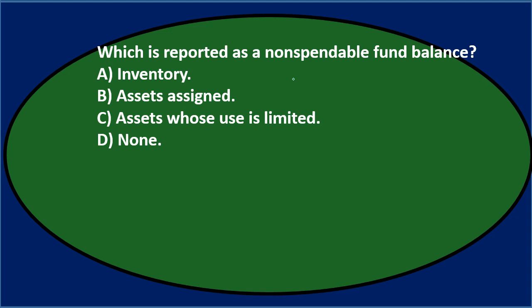And then we have these classifications whether we want to take that fund balance and restrict it in some way. So you would think there would be some kind of equity restriction on there. So the first one's inventory, which is the one you kind of wouldn't think would be on there because that's an asset. So how would that restrict the fund balance? And then the second one says assets assigned, again, assets, how would that restrict the fund? And then assets whose use is limited.